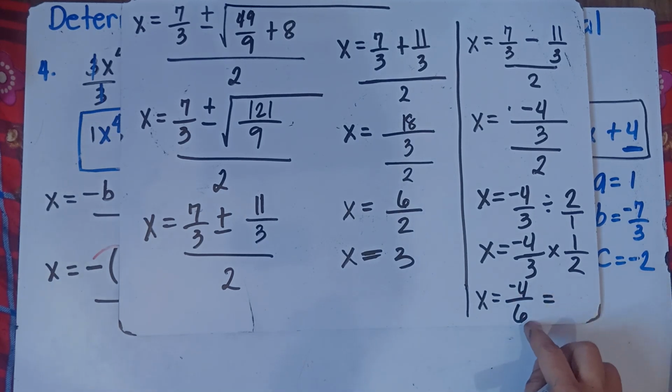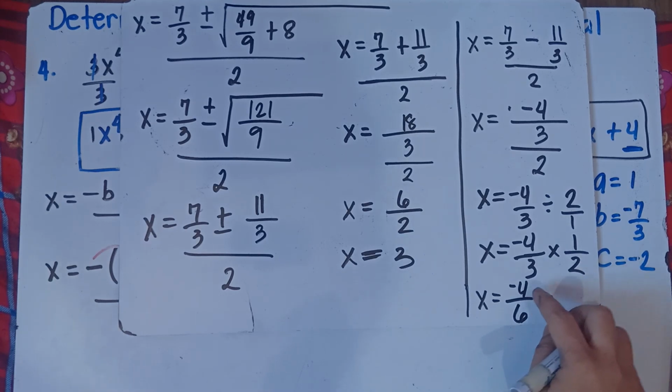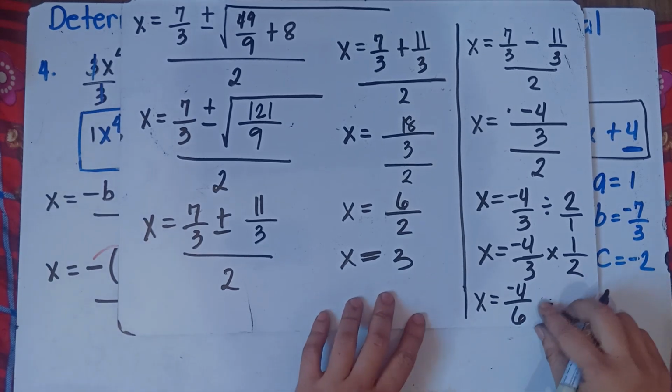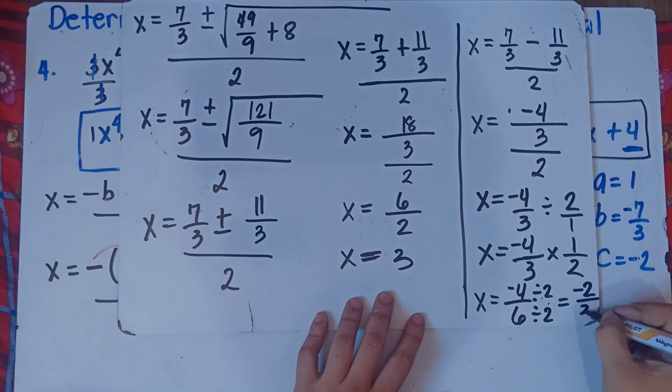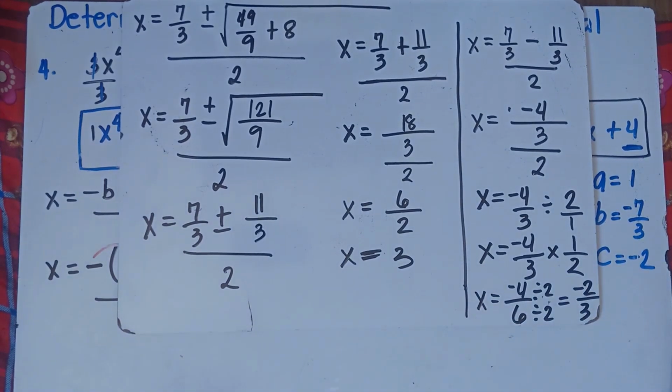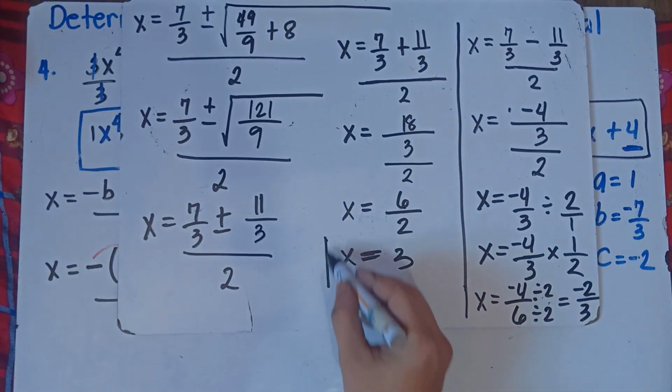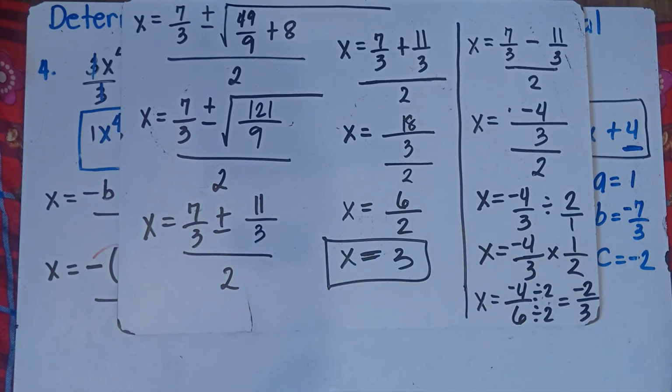Negative 4 and 6, we can divide this one by 2, right? Negative 4 divided by 2, 6 divided by 2. So our final answer will be negative 2 over 3. Alright, so that will be our value of x, class. x equals negative 3 and x equals negative 2 over 3.